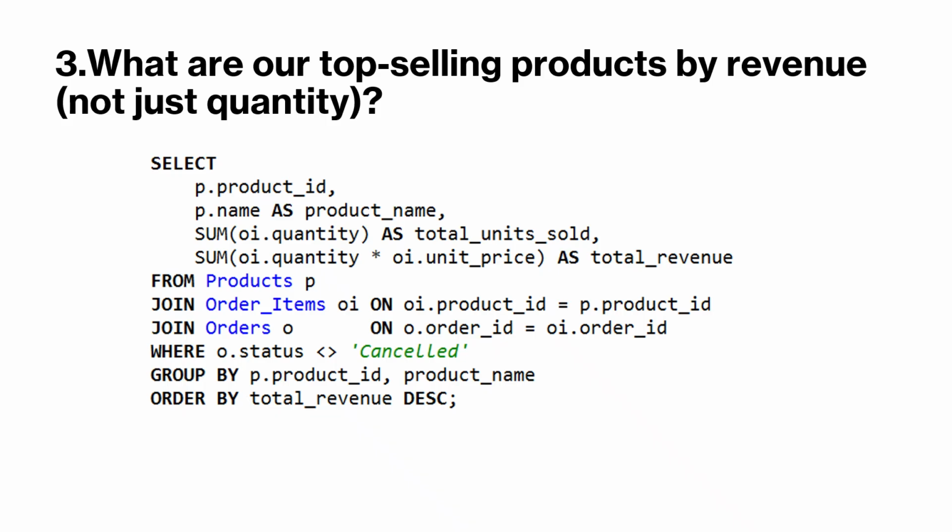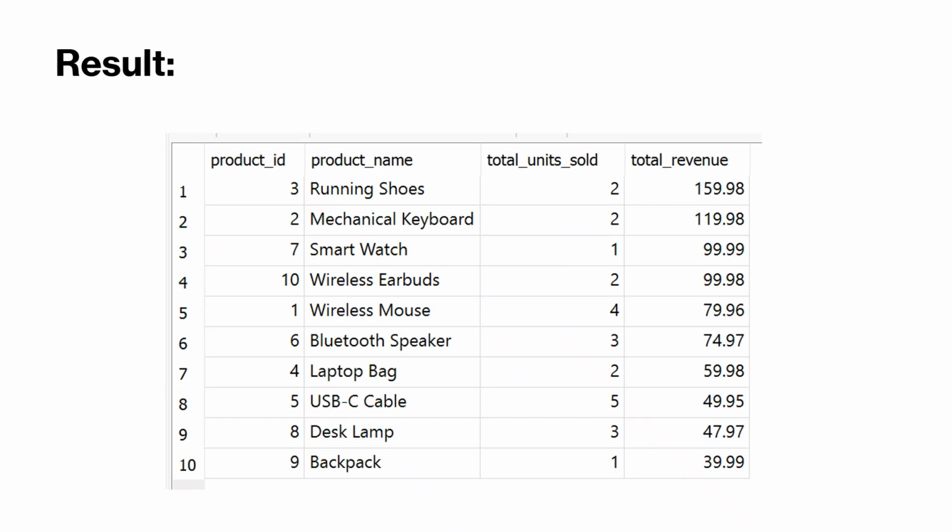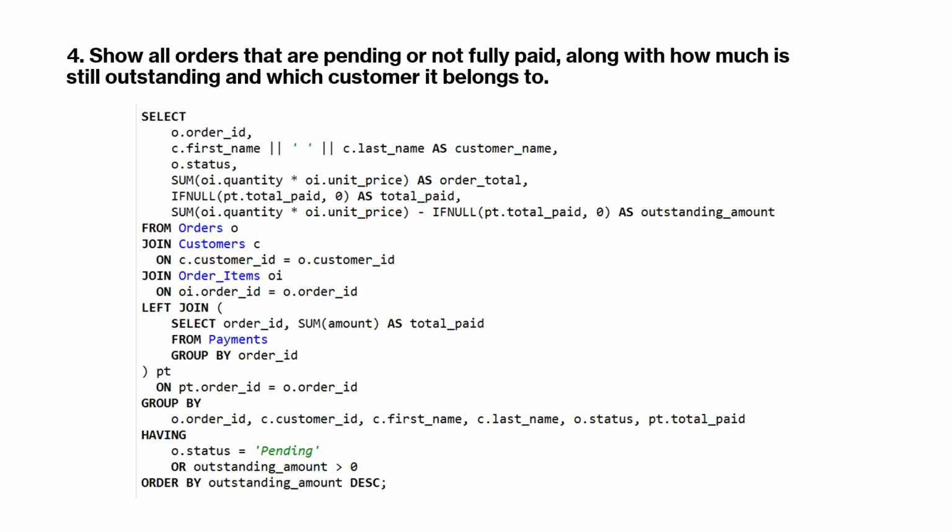Now the third use case identifies the top selling product based on total revenue, not just quantity sold. This allows the business to focus on high revenue products rather than only the high volume items. And here is the result that is obtained from that SQL query.